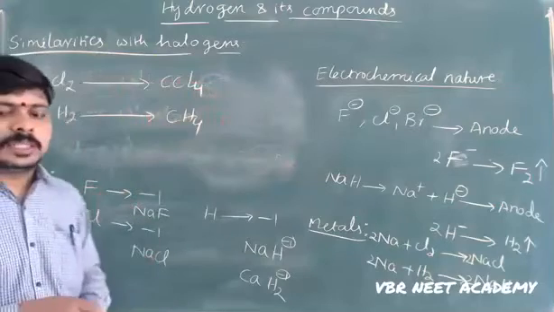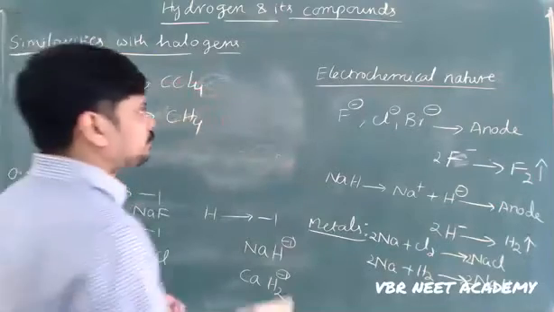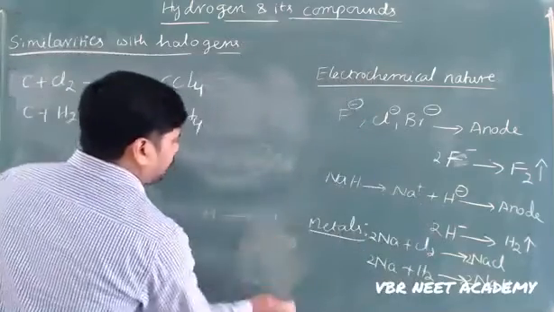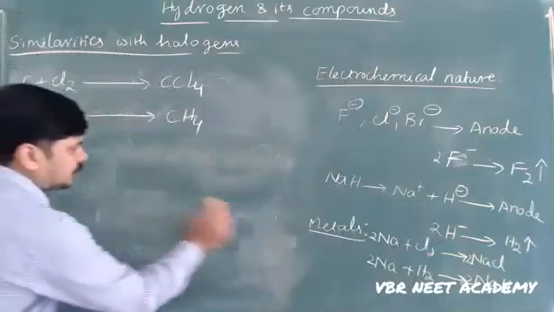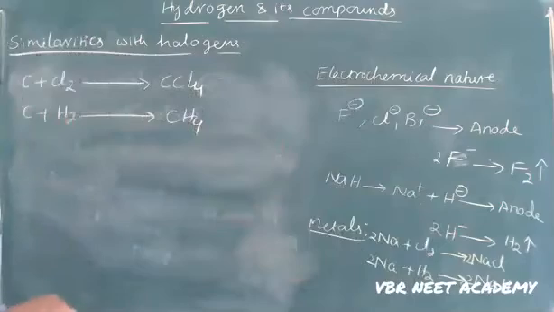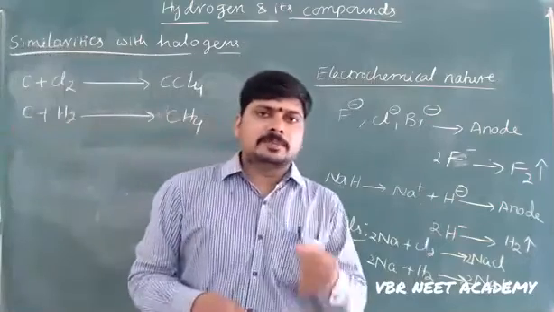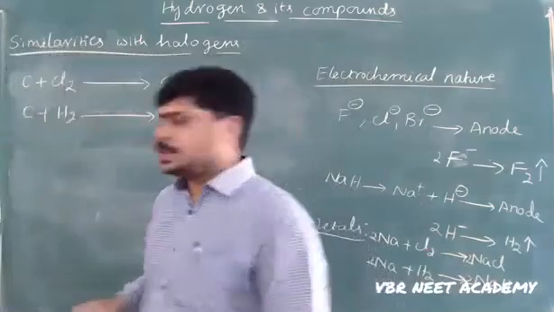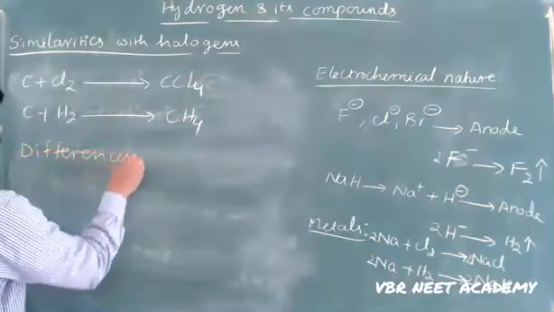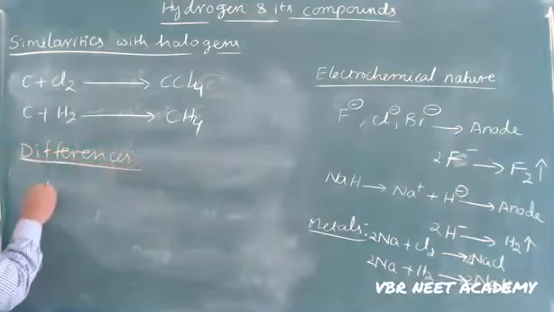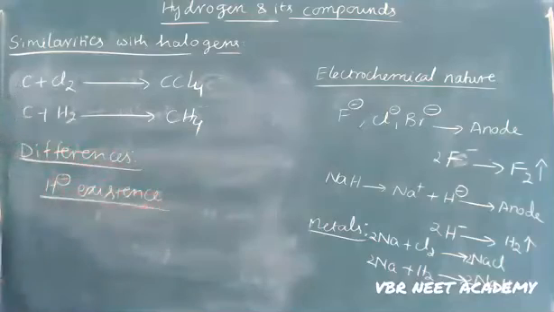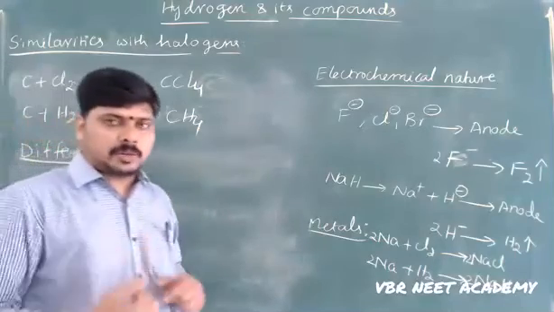And the next one, the dissimilarities we are going to have. What dissimilarities are we having? The hydrogen is not to be kept along with your halogens. So what is the first one you can say? The first difference is that the existence of H minus is not usual. It's very rare. There is a possibility of formation of H minus, but its existence is very rare, so it is not going to be present usually.